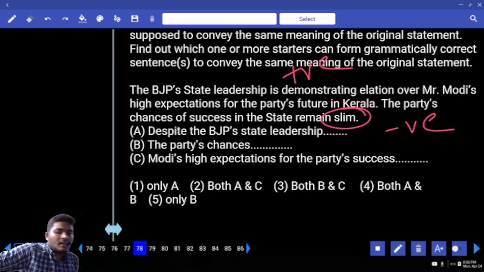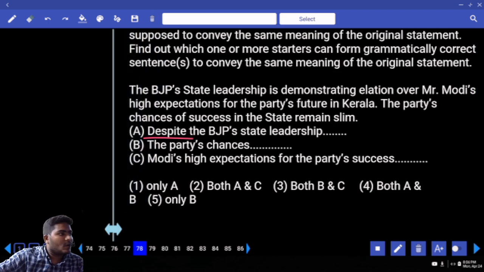First one, can we connect the first one? Despite the BJP state leadership demonstrating elation, the chances of success in the state remain slim. Can we connect these two or not? And remember, despite can be used to connect what type of statements? Two opposing statements, contrast statements. Despite can be used absolutely.